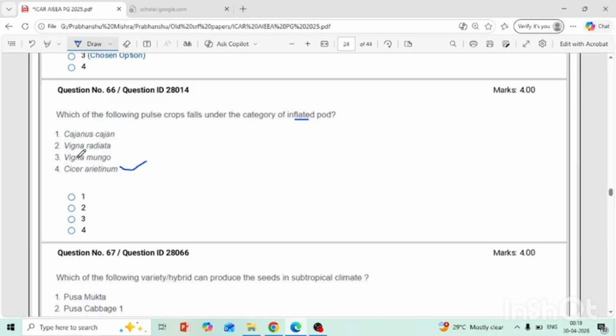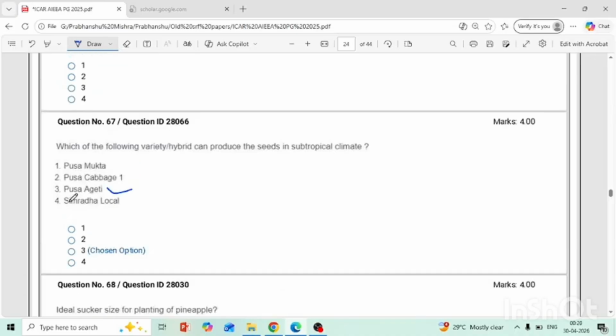Which of the following varieties are hybrid and can produce seeds in a subtropical climate? So this is the Pusa Mukta cabbage. These are cabbage varieties, and Pusa Ageti is the early, tropical-season cabbage that will be able to produce seed under these plant conditions. The rest are typically temperate types and will produce seed only in the temperate region, where the vernalization requirement is fully fulfilled. Okay.